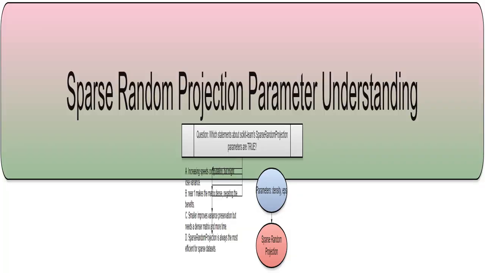I'm looking at the parameters for scikit-learn's sparse random projection, a technique for dimensionality reduction. We'll focus on how the density and EPS parameters impact the speed and accuracy of this method. Think of it as fine-tuning a machine. We want it to work fast and accurately.